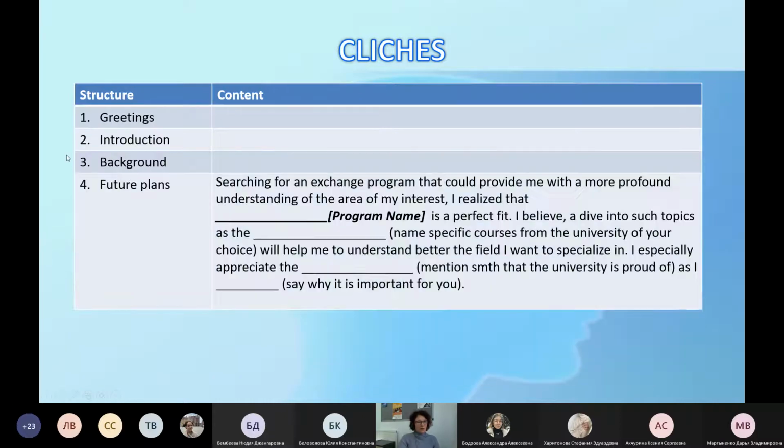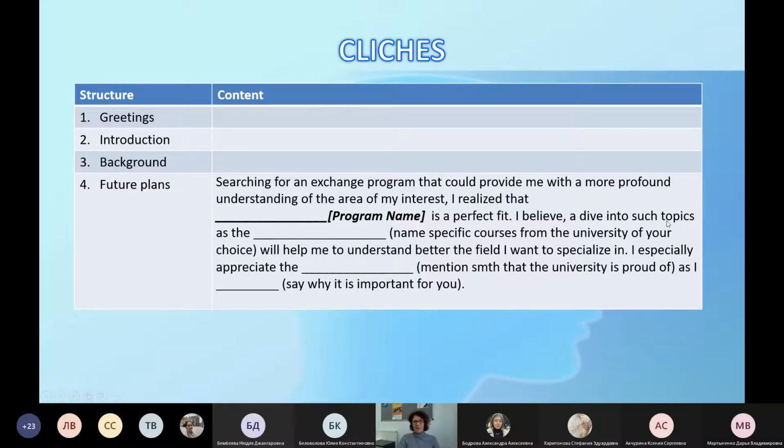Okay, just a second. So next one, your future plans. "Searching for an exchange program that could provide me with a more profound understanding of the area of my interest, I realized that..." and you name the program or the course or the professor. So that's where you actually say that you've done your research and you want to go to this particular university. "So I realized that such a program is a perfect fit."